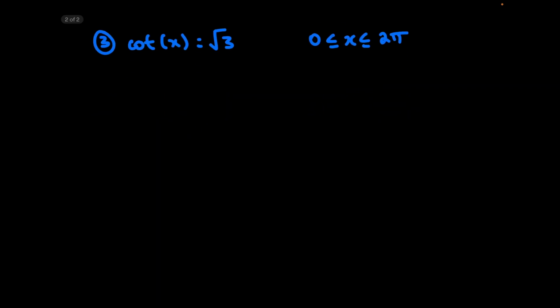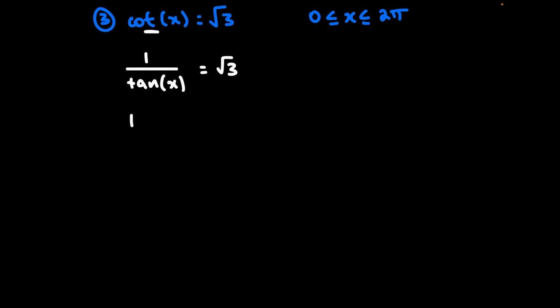Now let's have a look at the last question. Cot of x equals root 3. So again, the third letter here is going to be a t. So it's 1 over the tan of x. Okay, that's equal to square root 3. But we're going to rearrange this for tan x. So tan x is simply going to equal 1 over square root 3, which is also equal to root 3 over 3.